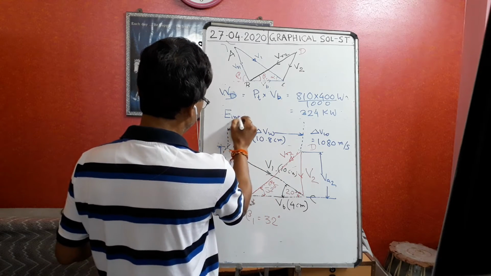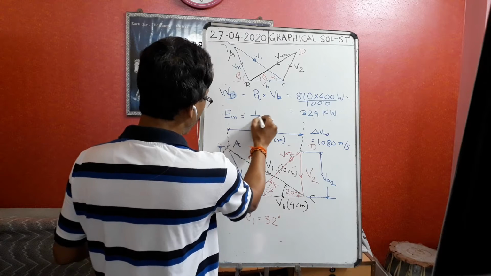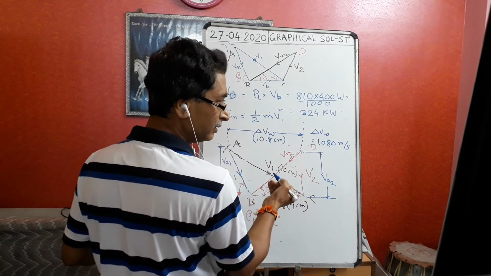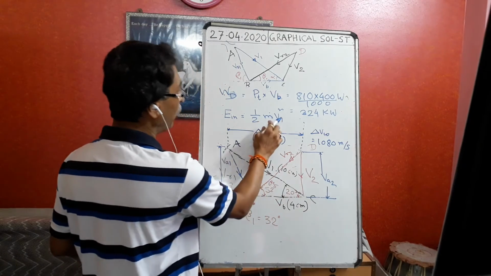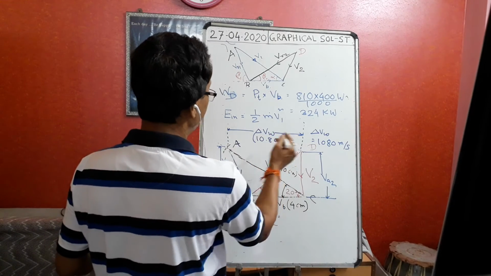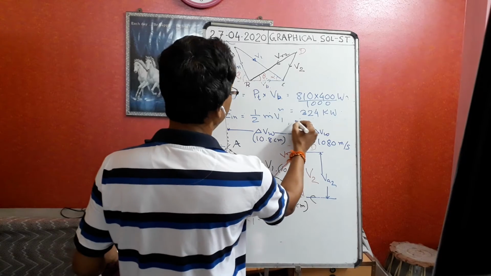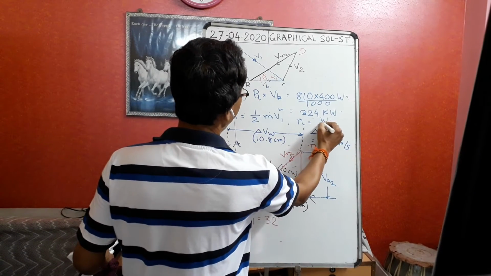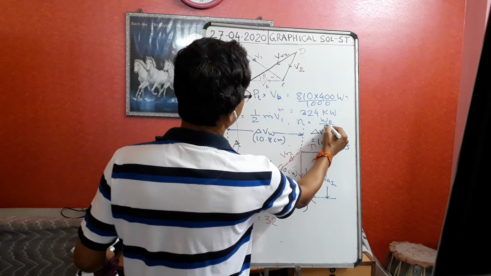Now I have to find out input energy, IE. Input energy is half m dot into v1 squared. I will get it, because m dot I know, v1 I know. Then efficiency I will get. Efficiency is equal to WD by EE.